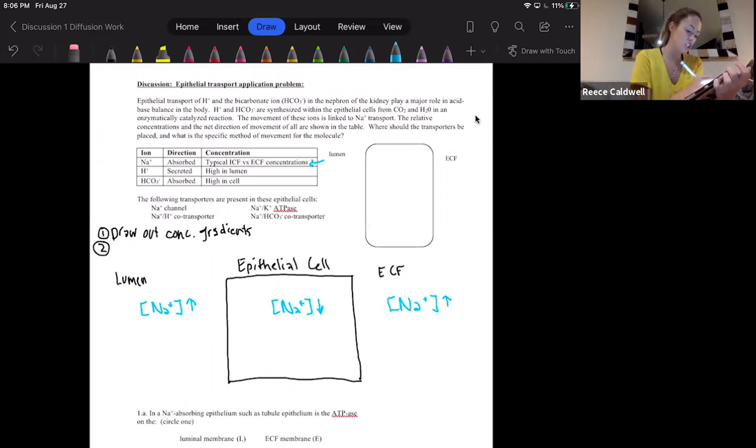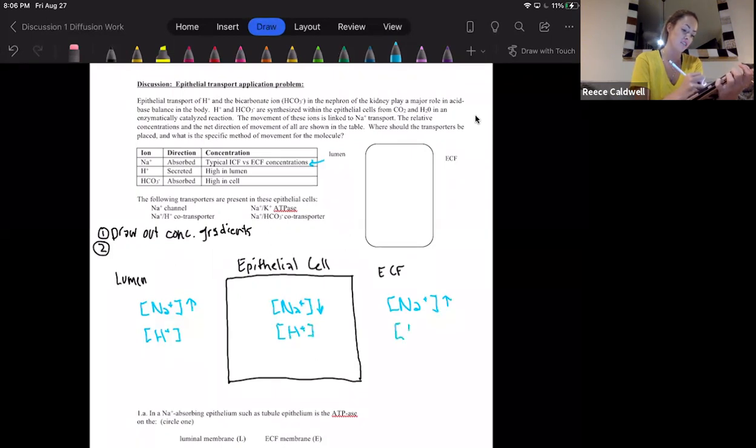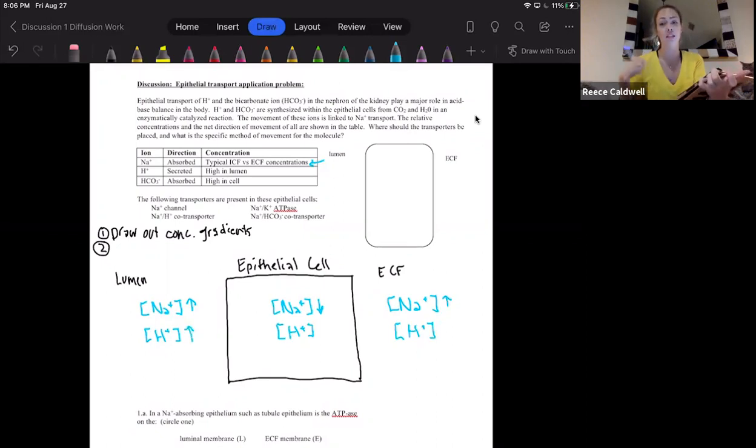However, with our hydrogen, he gave us the concentration method. So he told us, and when he tells us that hydrogen is going to be high in the lumen, that means it's going to be low everywhere else because he directly specified that it is going to be high in the lumen. That means it's going to be low everywhere else.